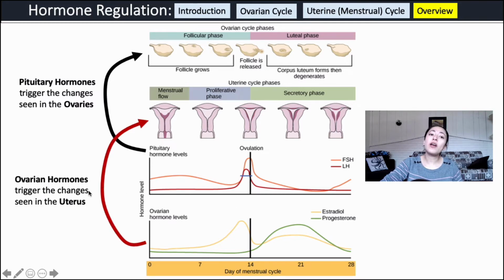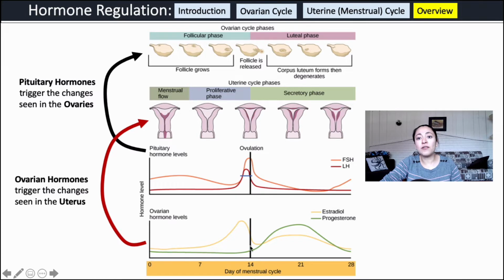So remember, ovarian hormones trigger changes in the uterus. At the beginning of your menstrual cycle, what's happening in the ovaries is your follicles are starting to grow. As your follicles mature, they start secreting a whole bunch of estradiol. This hormone, estradiol, is triggering the proliferative phase of the uterine cycle. So you can see that as estradiol is increasing, what's happening in the uterus? Well, it's starting to build up its inner lining.